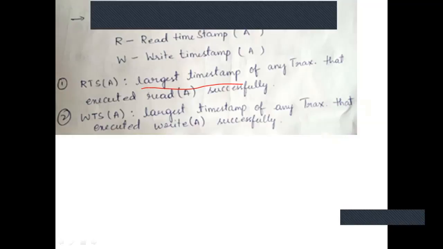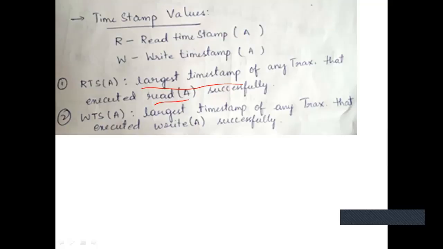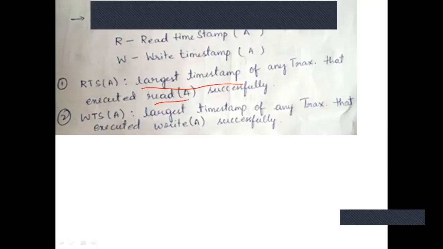So the read timestamp is basically the timestamp of the transaction with the largest timestamp. If a transaction has read any data, then the timestamp of that transaction is assigned to the read timestamp. Same with the write timestamp: for any transaction with the largest timestamp, if it executes write of A, then that value is assigned to WTS of A.